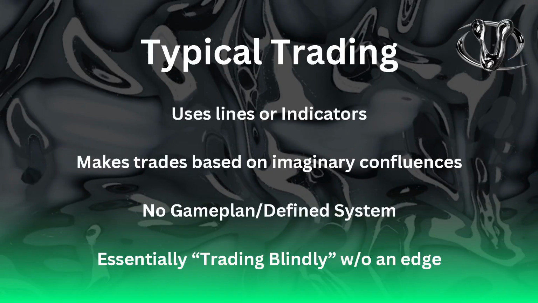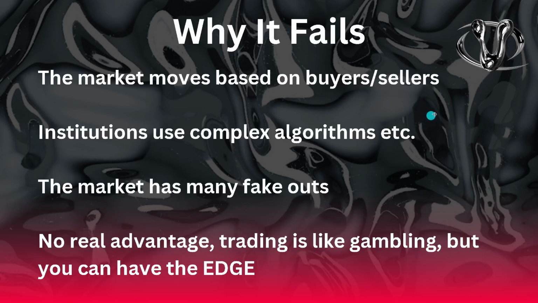So let's talk about why these typical trading patterns actually fail. It fails because the market actually moves on the relationship between buyers and sellers. Do you think a simple line could tell you the relationship between buyers or sellers? No. The market moves based on the aggressiveness of certain market participants, and without understanding that, it's very hard to actually create successful systems.